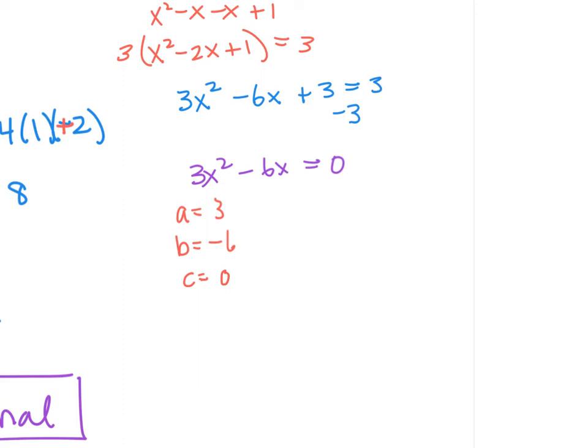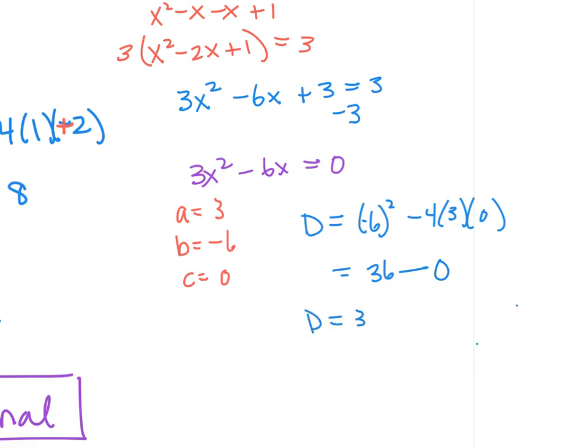So we find our discriminant, b squared minus 4ac. So here's our -6 squared minus 4 times a times c. So -6 squared is a positive 36. I look for my negatives. I have 1 negative, nothing else, so I know that's going to stay minus. And 4 times 3 times 0 is 0. So our discriminant is equal to 36.